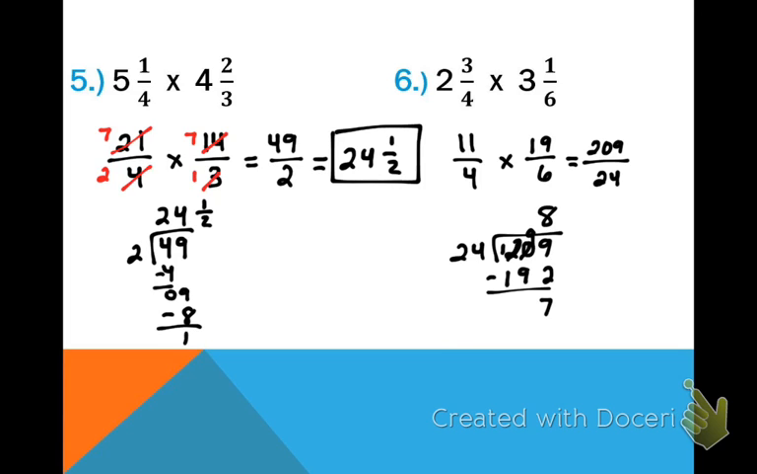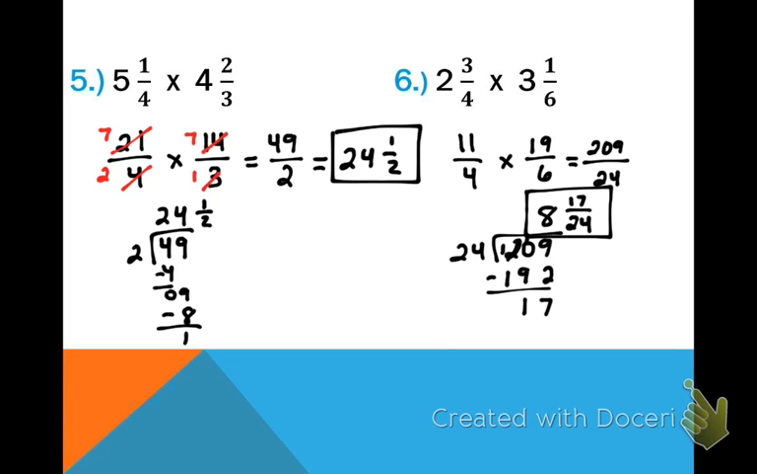I don't want it as a decimal. 107/8. Okay, 10 minus 9 is 1. 8 and 17/24ths is your answer.